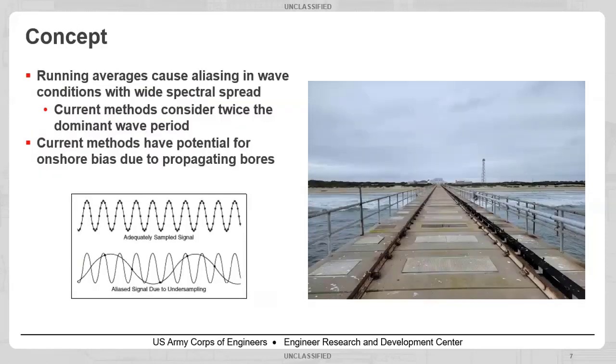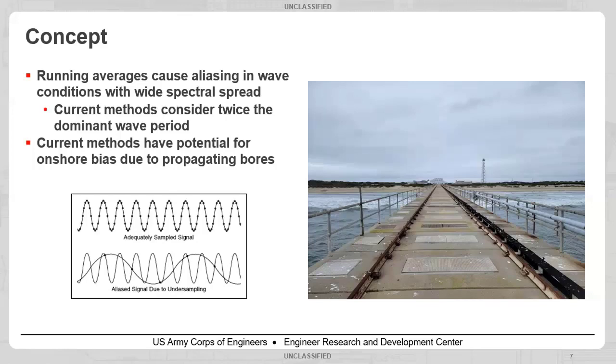So with the groundwork laid, we had the conceptual idea for this experiment. We knew that with the current methods, our running average was causing some aliasing in those wave conditions with the wide spectral spread. As I said, the current methods for our WAMs are twice the dominant wave period. So it is possible that we'll be missing anything that is slower than that wave period. We're talking from a rip current perspective, specifically transient or flash rip currents. Those can be on the order of 5 to 10 seconds sometimes, but if we're working with a 10 or 12 second period wave, we're averaging up to 20 to 24 seconds. So we're not going to capture that rip current right there.